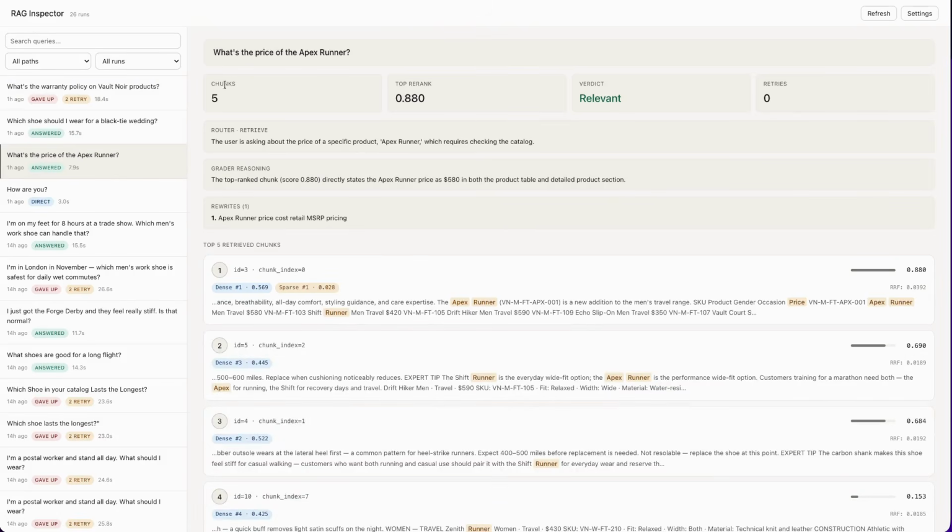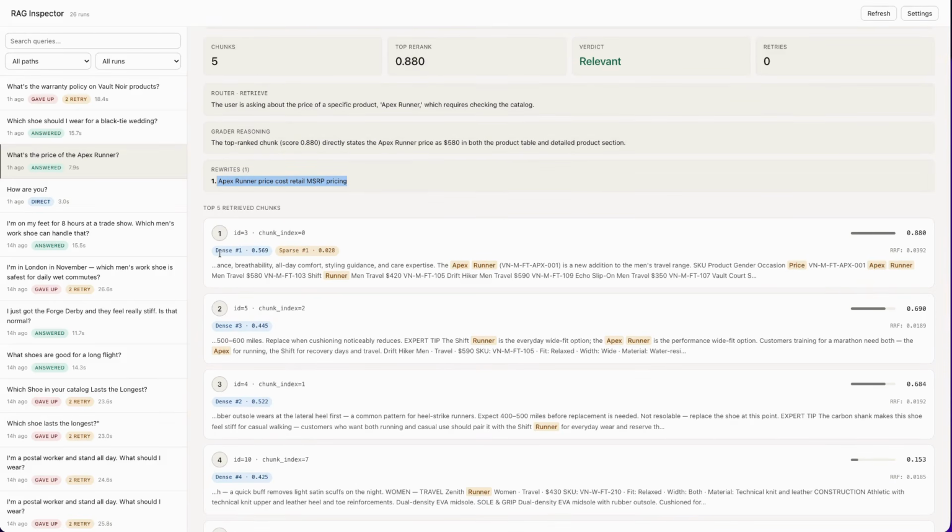So if I look at what's the price of Apex Runner, you can see that the router said the user is asking about the price of a specific product, which requires checking the catalog. That's why we need to retrieve. Then it rewrote the query as this: Apex Runner price, cost, detail, MSRP, marking, pricing. And then these are the retrieved chunks.